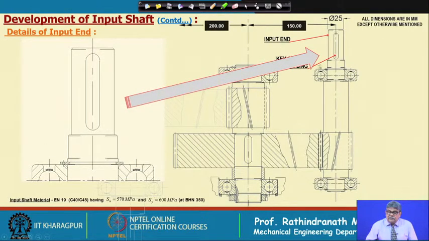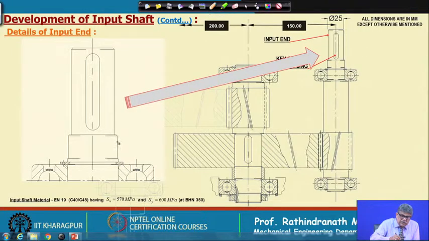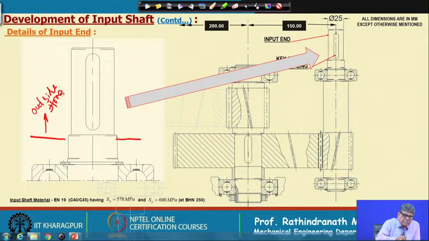So, again the developed portion is shown here. You can see how this circlip is put to lock that one, and this is for the sealing portion, and this is for the input coupling. From this portion to this portion may be a little portion of this. If we consider the housing, the housing cover will go through here, something like this. So, this is outside the housing. Okay, so this is the input side.